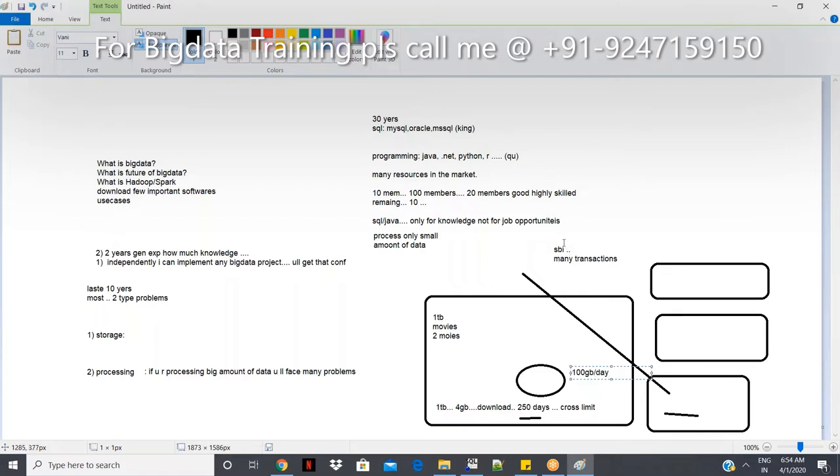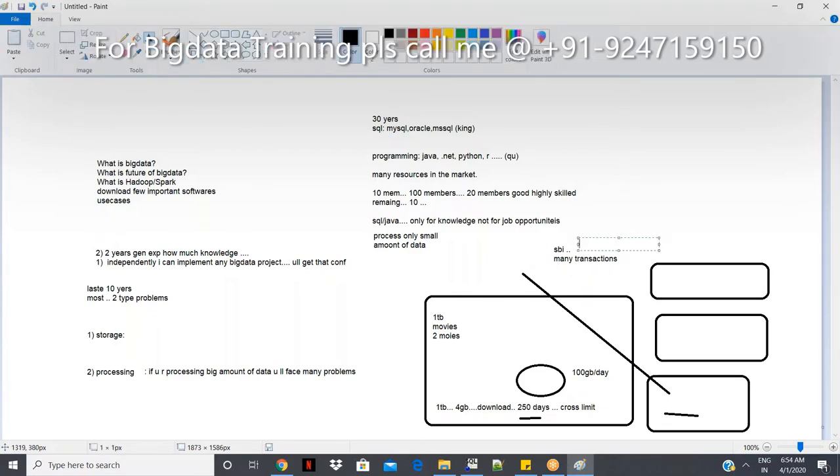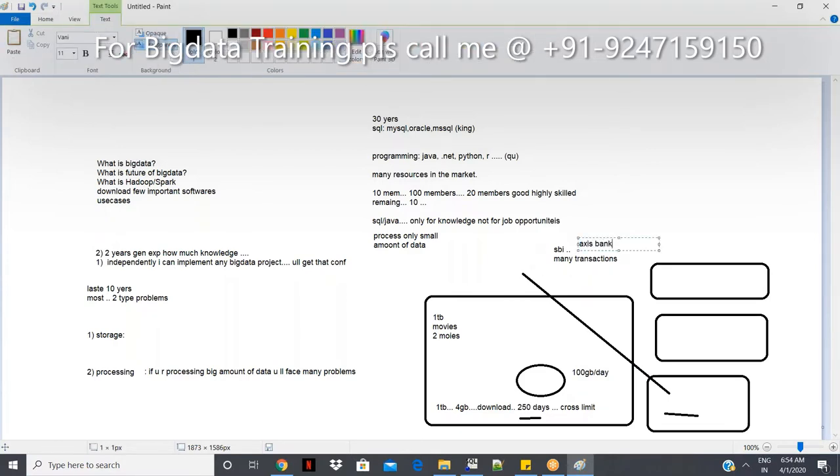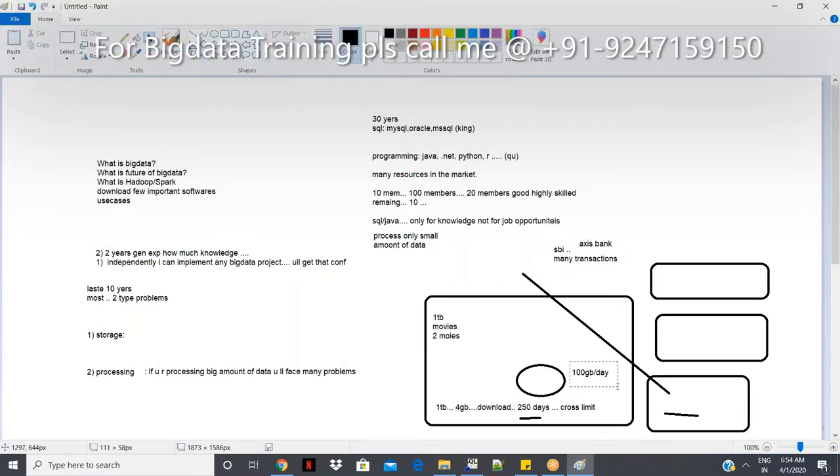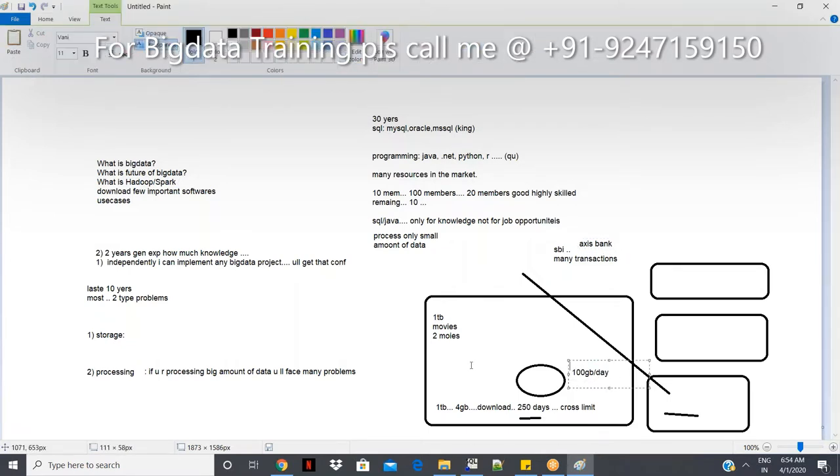SBI banking transactions, otherwise access, 1 minute. Access bank transactions you are storing in this server. At that time, 100 GB per day. Then what happened? After 10 days, it crosses this limitation.